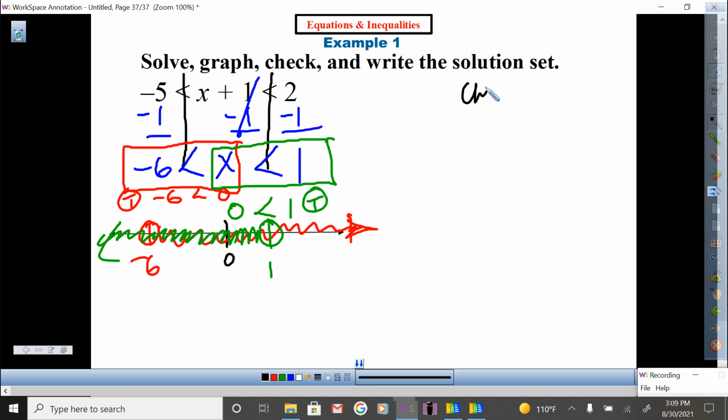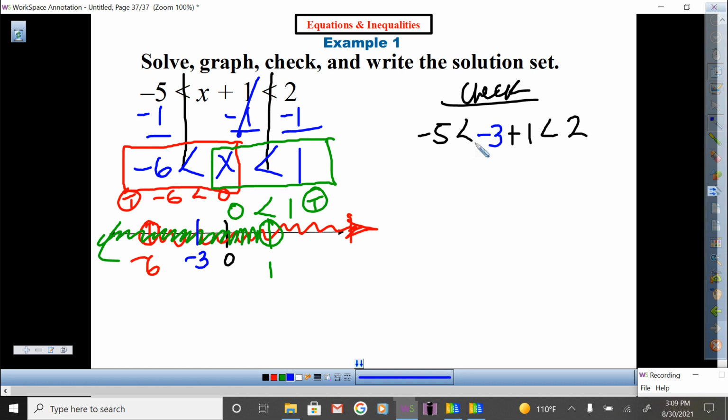Let's check that. Let's write negative 5 less than, we don't write the x, I'm going to leave it blank, plus 1 less than 2. So tell your neighbor a possible solution for that inequality. What would be a possible solution? All right, help us out, Justin. Negative 3. By looking at it, is negative 3 in this section? Yes, so let's try negative 3.